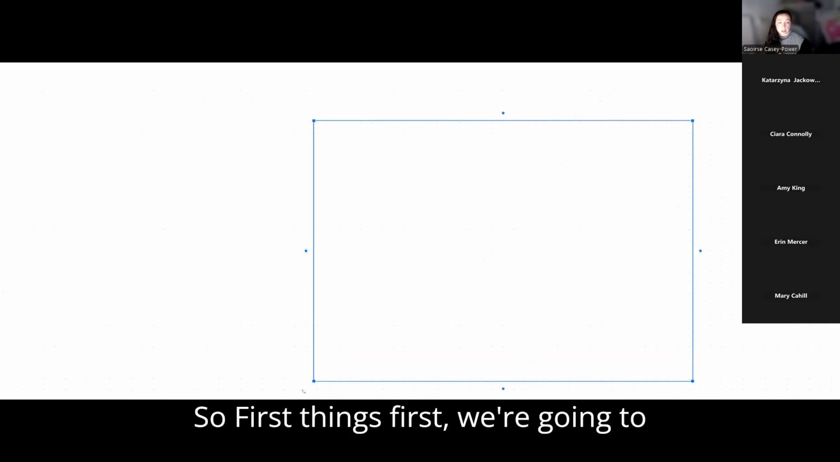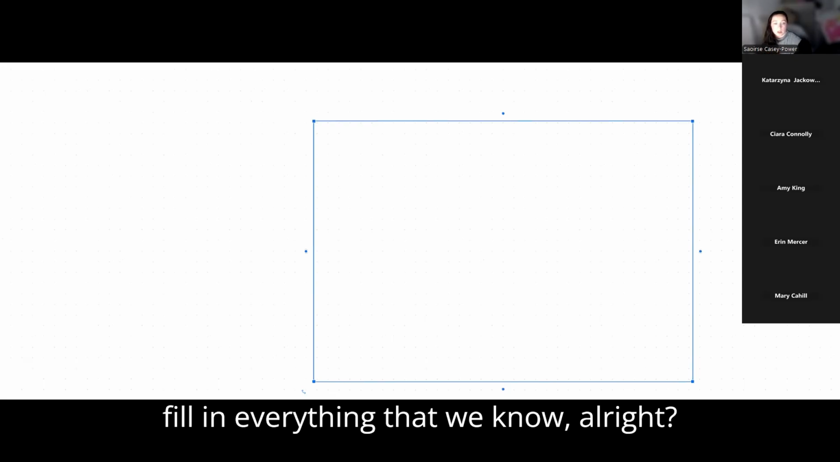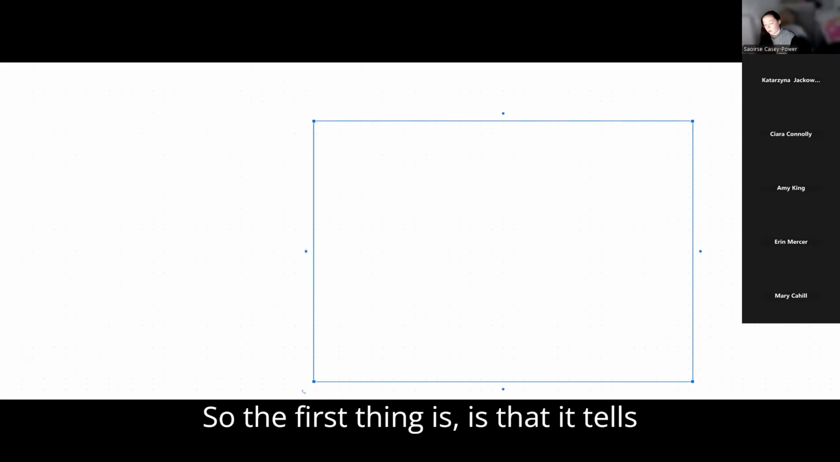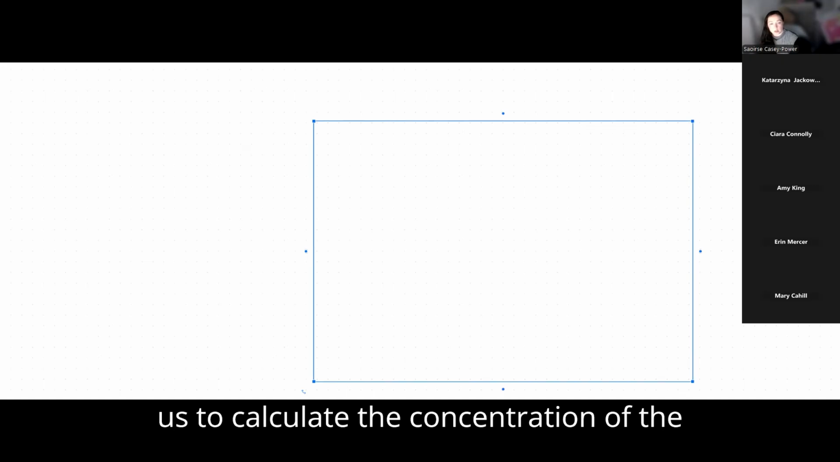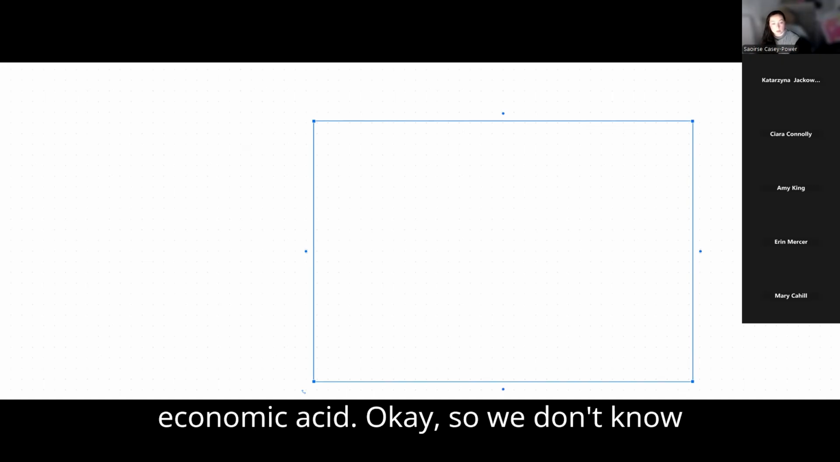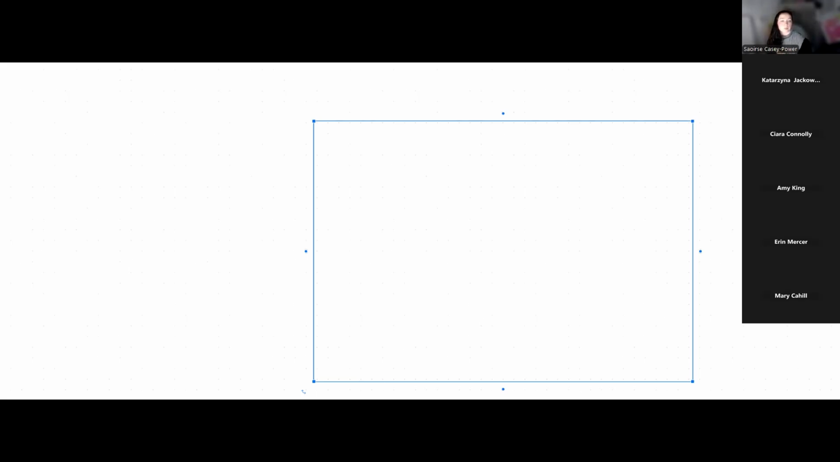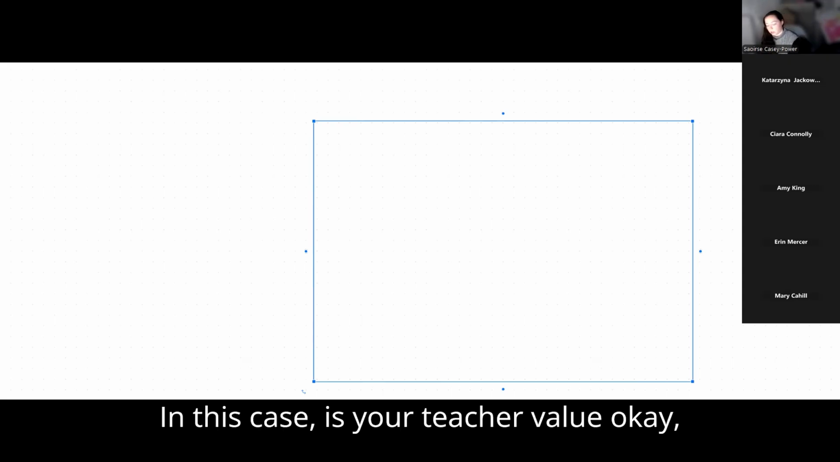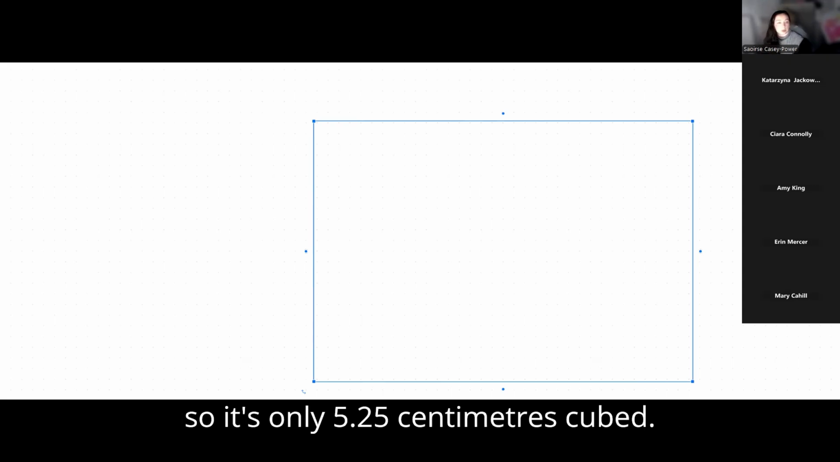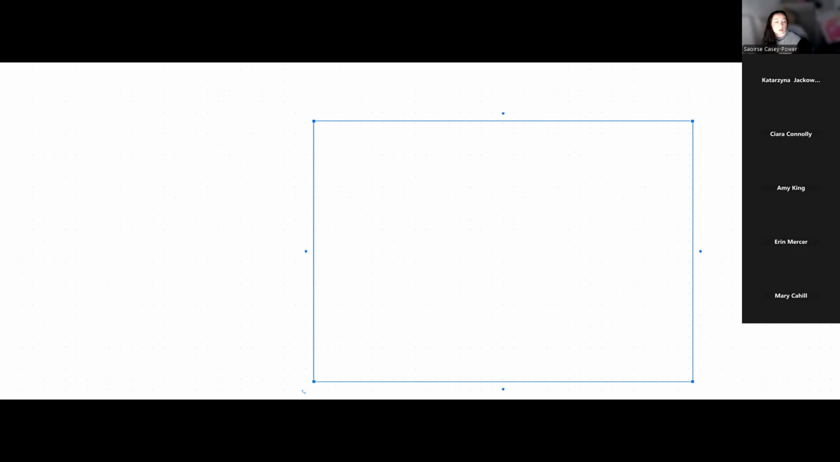So first things first, we're going to fill in everything that we know. The first thing is that it tells us to calculate the concentration of the ethanoic acid. We don't know that yet, so I'm going to call that X. Your volume of your acid, in this case, is your titer value, so 25.25 centimeters cubed.